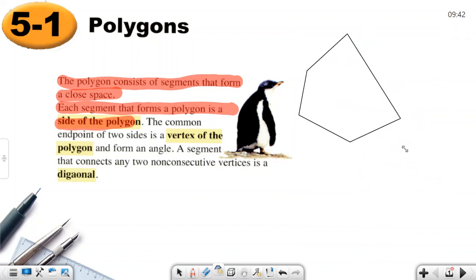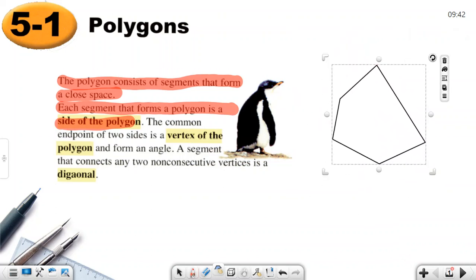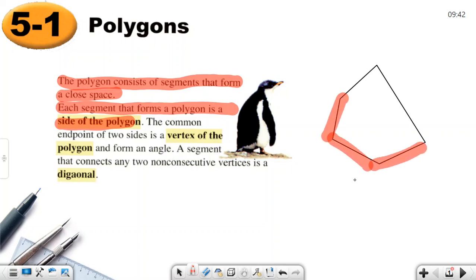As you see, it's a closed shape and it's made up from line segments. We call it a polygon. So these are the sides: one side, two sides, three sides. These are the sides of the polygon.